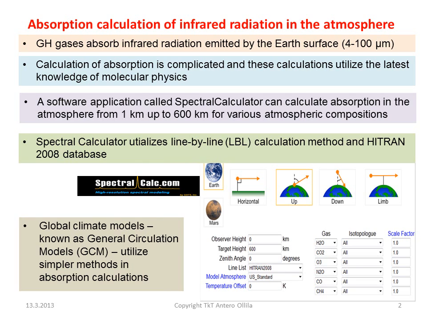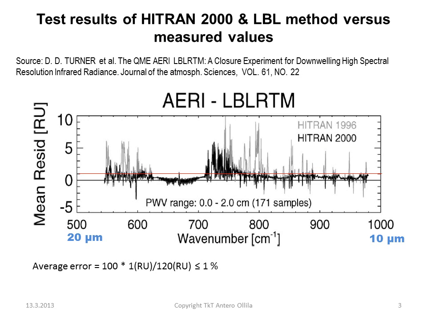You may be aware of global climate models known by name as General Circulation Models, GCM, but they utilize much simpler methods in absorption calculation than this. There are some test results where using HITRAN database and line-by-line method has been compared to the real measurement values. Here I have one source where this kind of a test has been carried out.